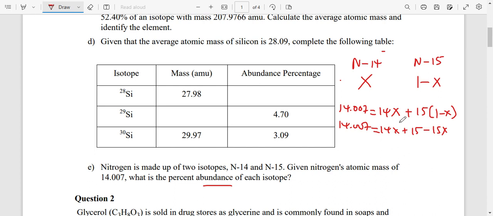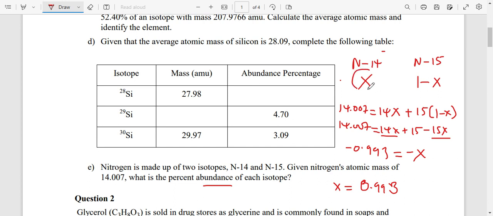So we're going to take now the 15 the other side. So it will be negative, right? So we're going to have 14.007 minus 15. That will be negative 0.993. And here we're going to have 14x minus 15x, which is going to be negative x. So the negatives will cancel. So that means that x is going to be 0.993. What does this tell us?